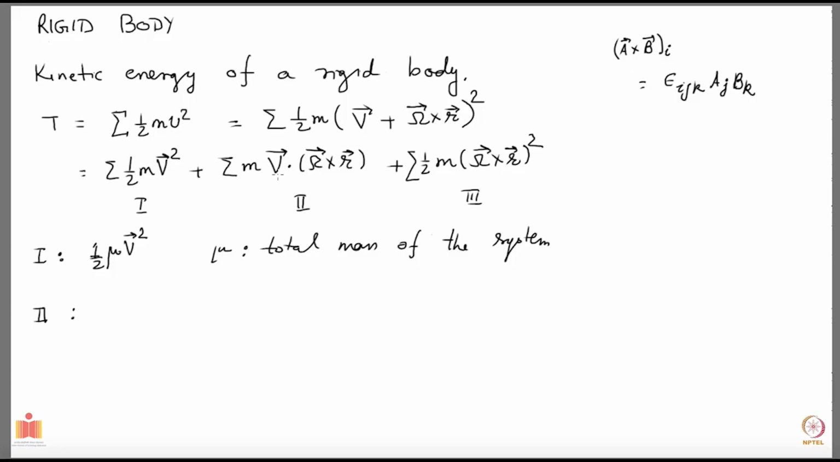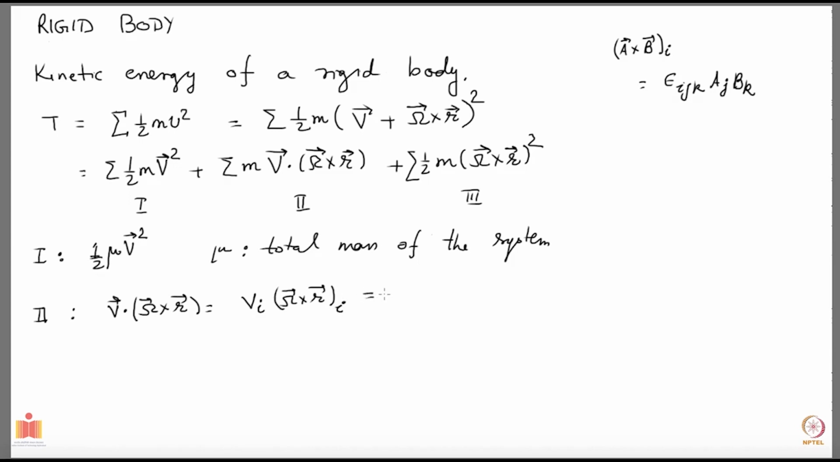So let's look at V dot omega cross r. You have V dot omega cross r, which means this is V i, then omega cross r i. There is a summation over i.